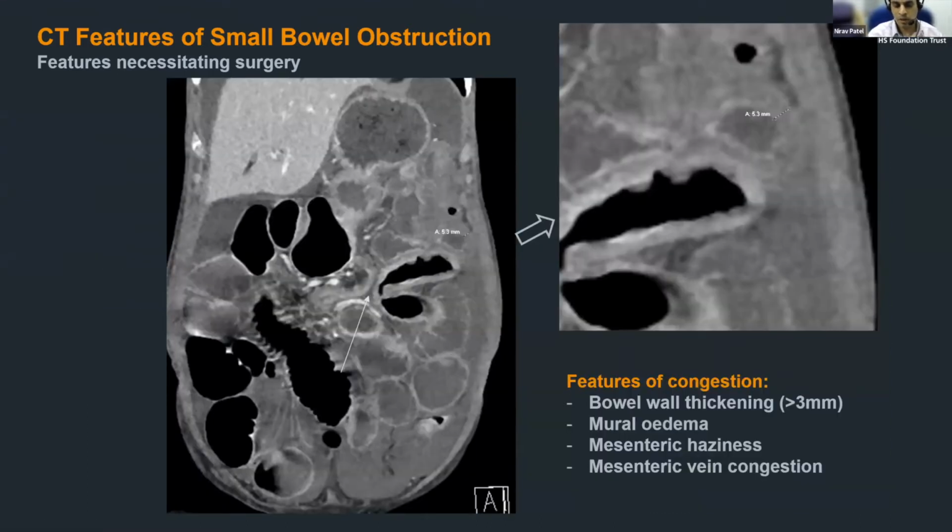Another feature which suggests potential surgery is seeing features of congestion. So you've seen it in that previous patient, but also you might just see mesenteric venous congestion, which can have an effect on the bowel wall. And as a result, you get edema and thickening like this. You might have generalized fluid, but also localized to the mesentery that is affected as well.